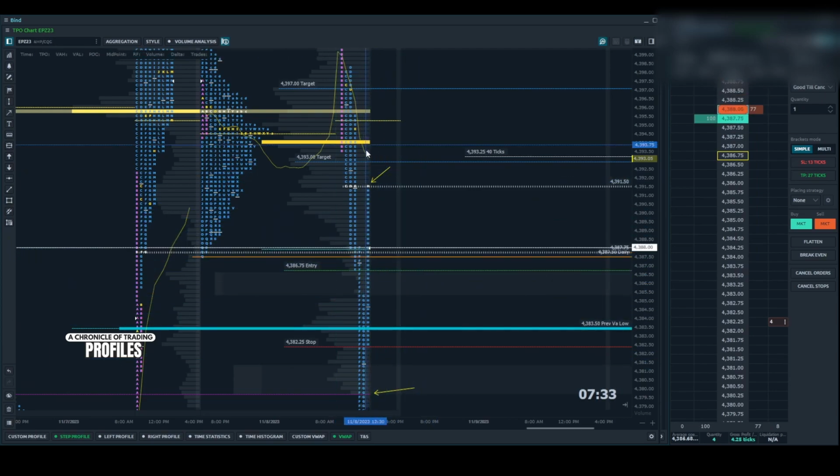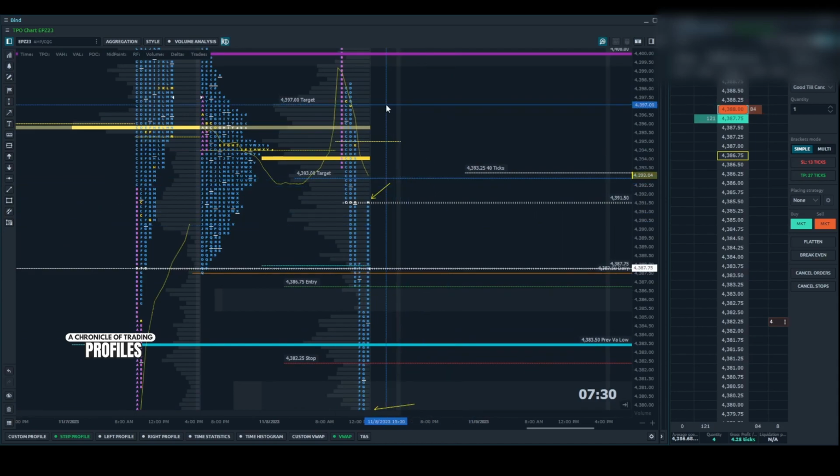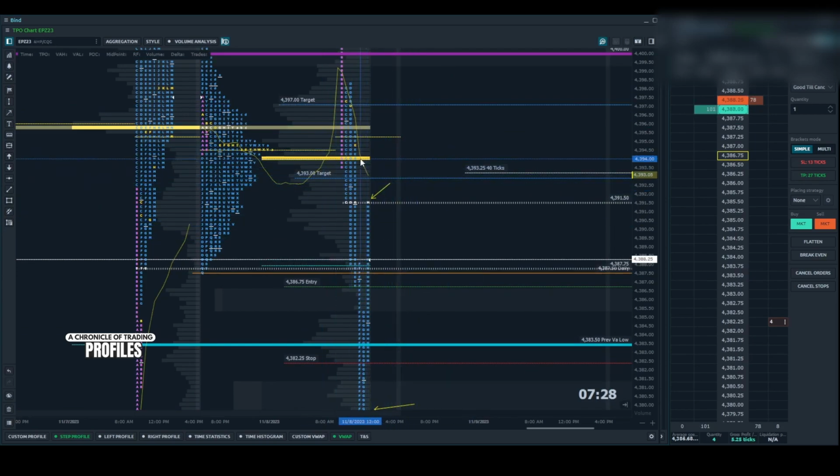Now we're getting over that overnight low. You can start to see it pick up some momentum there.